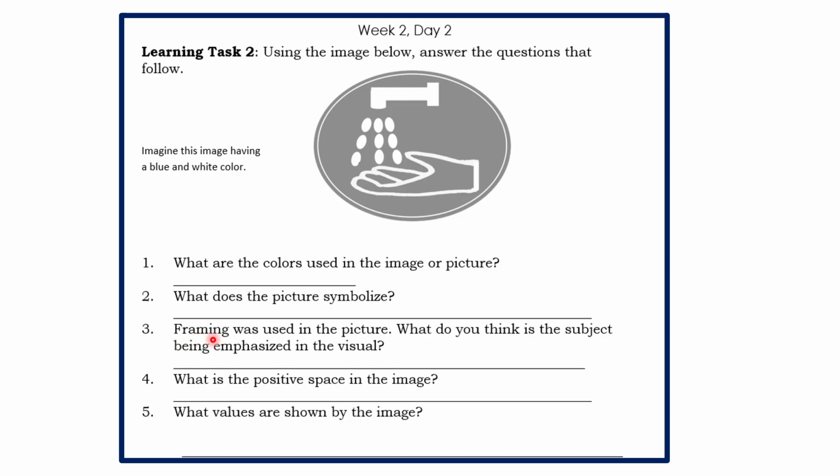Number 3, framing was used in the picture. What do you think is the subject being emphasized in the visual? You're going to refer this one to the activity that was given last Monday. Question number 4. What is the positive space in the image? You're going to think of the positive image that this photo was trying to portray.